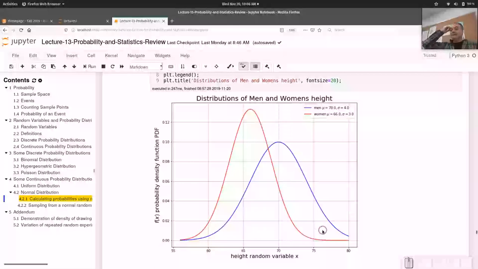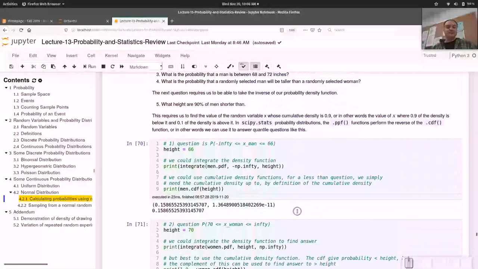Since the average height of men is 70, there's a 10% chance that a woman who's 70 inches tall or bigger would be bigger than a randomly selected guy, basically.